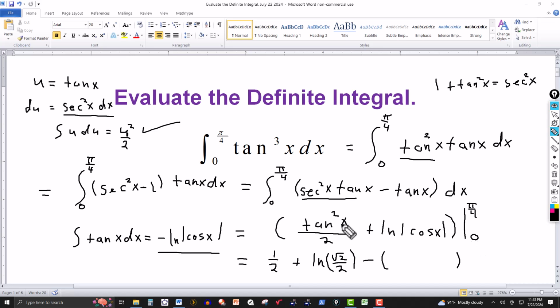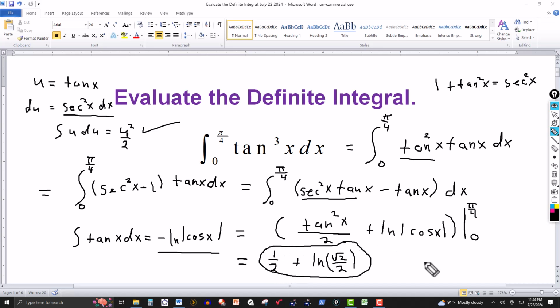And then it's minus the value of this expression at 0. So tangent of 0 is 0. Square it, you still get 0. Divide by 2, you still get 0. And then for this part, evaluate at 0. Cosine of 0 is 1, and the natural log of 1 is 0. So this is minus 0 plus 0, so this cancels out.